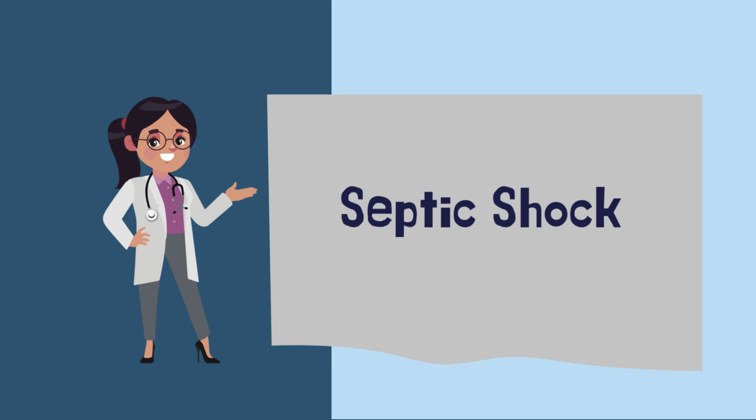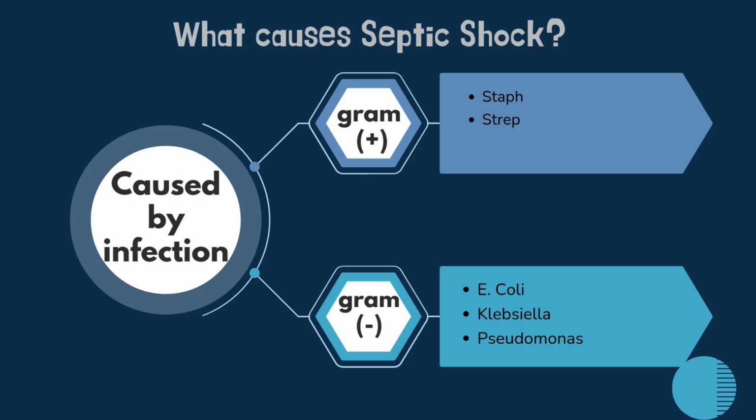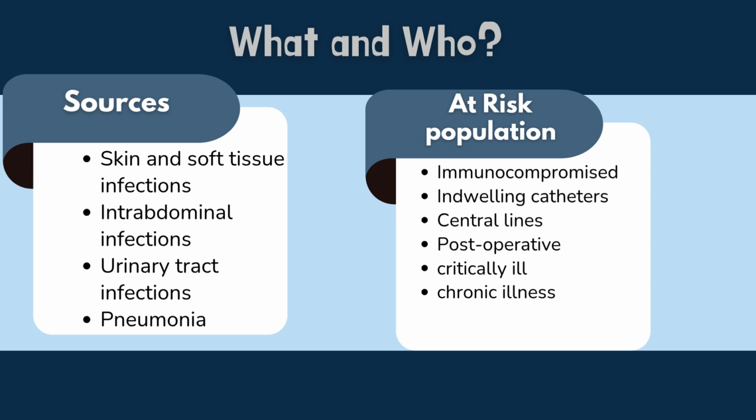So what is septic shock? Septic shock is a kind of distributive shock caused by an infection. The most common bacteria are gram-negatives, such as E. coli, Klebsiella, and Pseudomonas, and gram-positives, such as staph or strep. What are our common sources? So skin and soft tissue infections, like our patient with likely cellulitis, urinary tract infections, pneumonia, intra-abdominal infections, and a myriad of other infections, but those are the common ones.